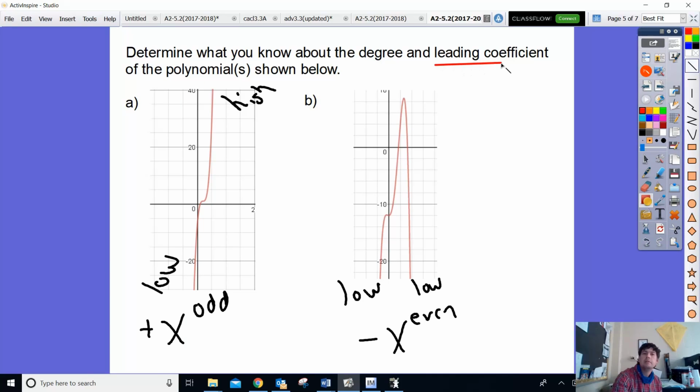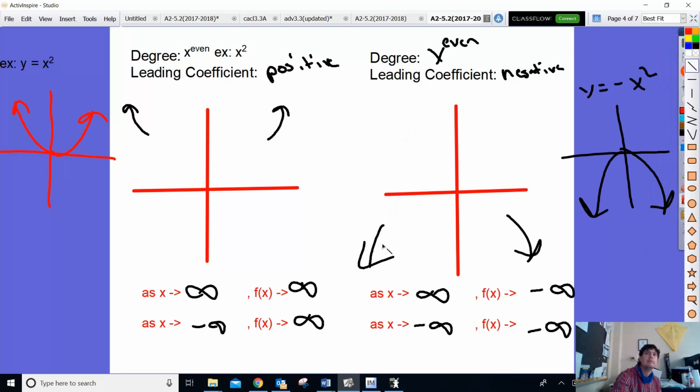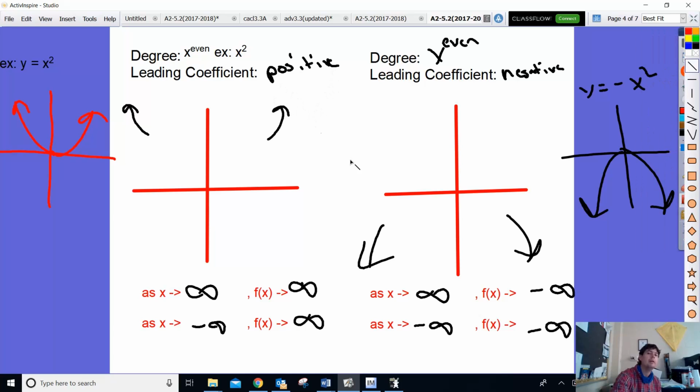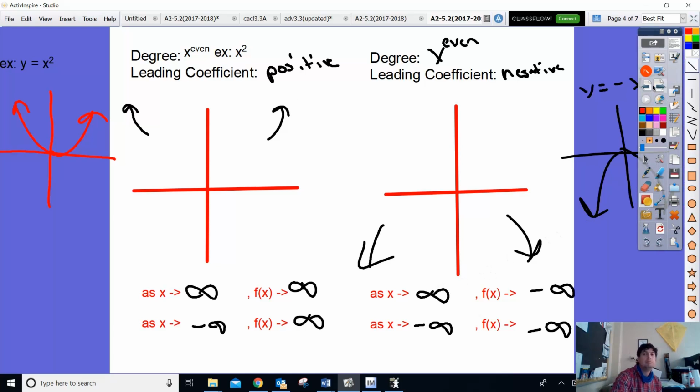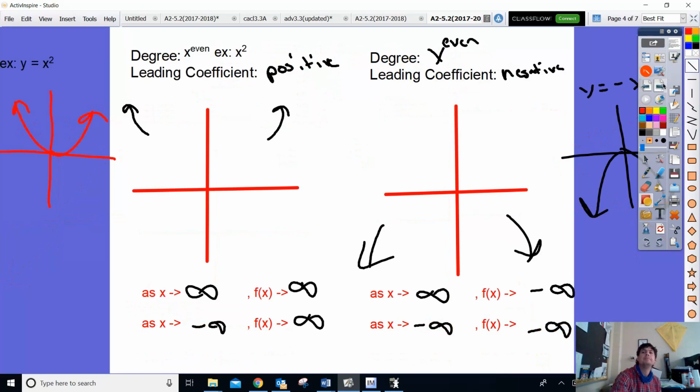Leading coefficient. It's not, you know if it's even. Is it like that? X to the even. Starts low, ends low, if it's negative. Evens are always the same. They're either both up or both down. Odds are different, which seems appropriate because odds are different. Aren't they? Aren't odd people different?